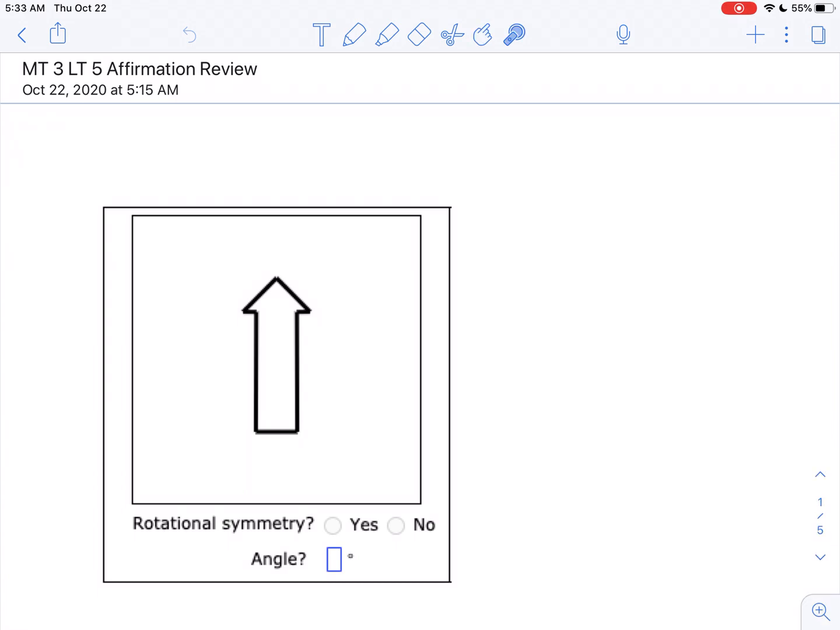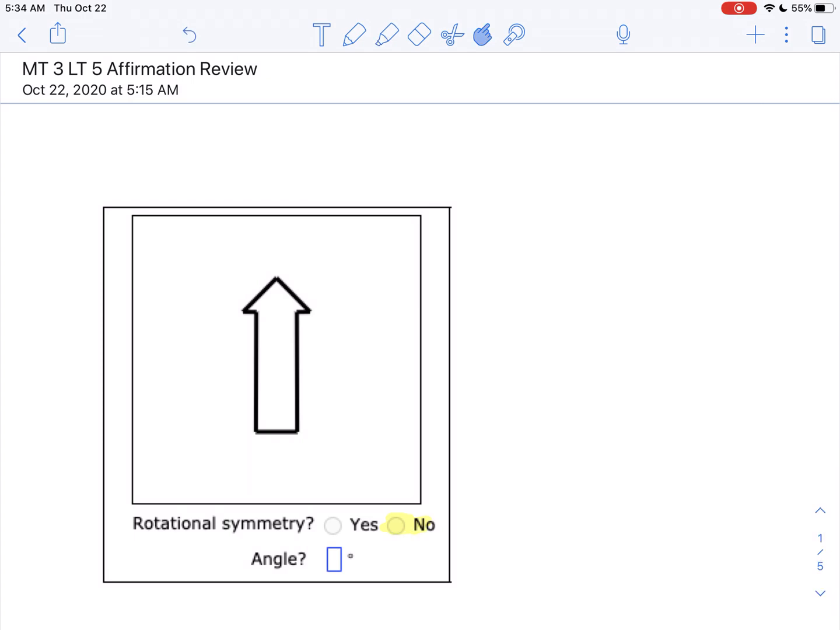On this first question, is there rotational symmetry? Can you turn this shape at an angle other than 360 degrees? Because we know when you turn it 360 degrees, you get the same exact shape that will look exactly the same. And with this pointer, and there's nothing else that's the same, that answer is no. So this one does not have rotational symmetry.